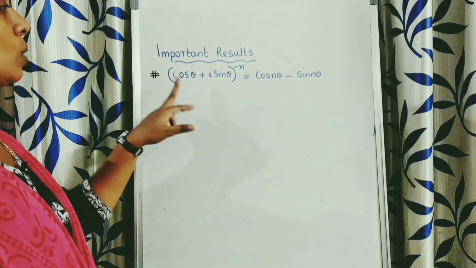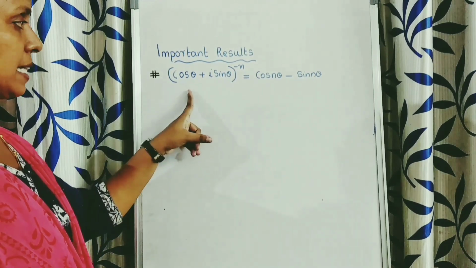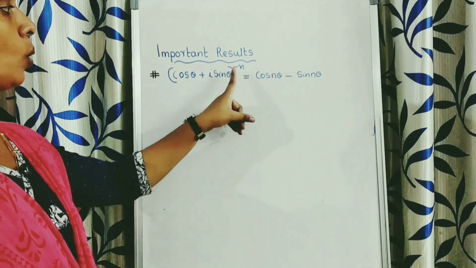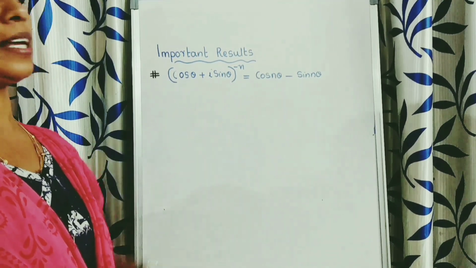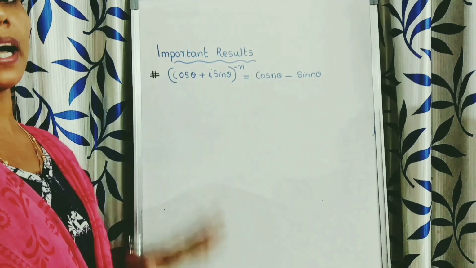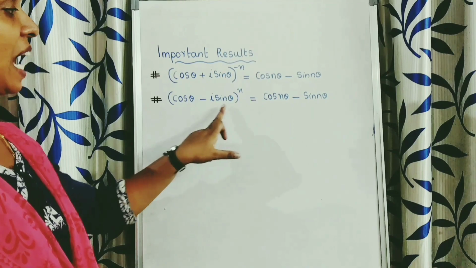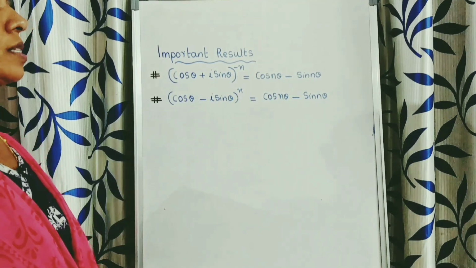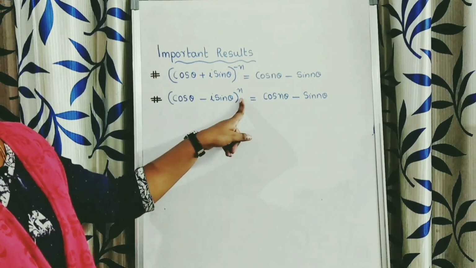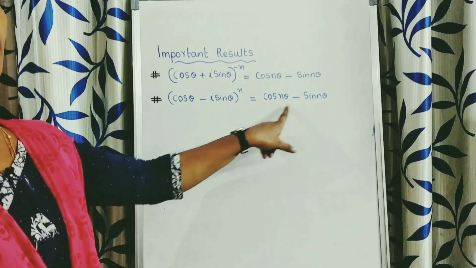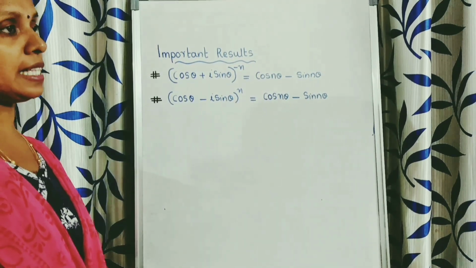First one is (cos theta plus i sin theta) whole raised to minus n is equal to cos n theta minus i sin n theta. Next one is (cos theta minus i sin theta) whole raised to n is equal to cos n theta minus i sin n theta.